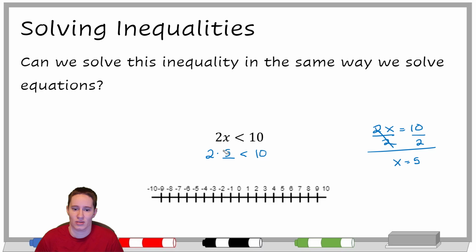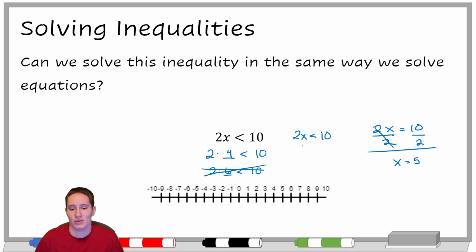Well, let's think about some other numbers. Would it work to use 4? If I do 2 times 4, is that less than 10? Well, yeah, I'd get 8 is less than 10. What about the other direction? What if I do something like 6? Is that true? 2 times 6 is less than 10? That'd be 12 is less than 10. So that doesn't work. So I'm getting the feeling that our answers to this are anything that's less than 5.